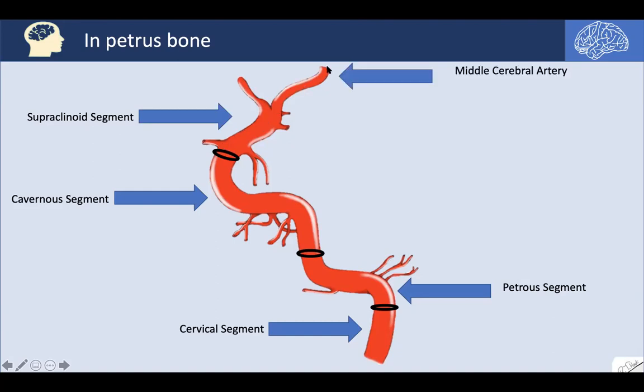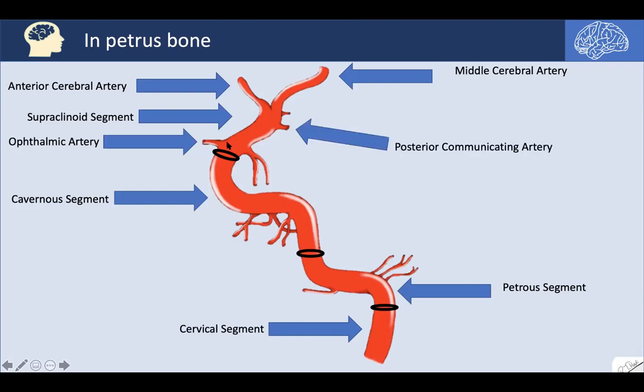And here we have the middle cerebral artery. Here we have the anterior cerebral artery. This should be the ophthalmic artery, as it is the first branch that goes off the C4 supraclinoid segment. And here is the posterior communicating artery, and this is the anterior choroidal artery.